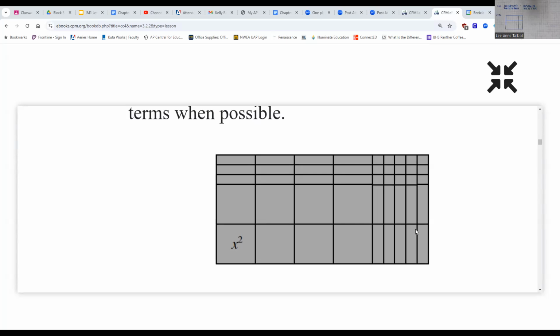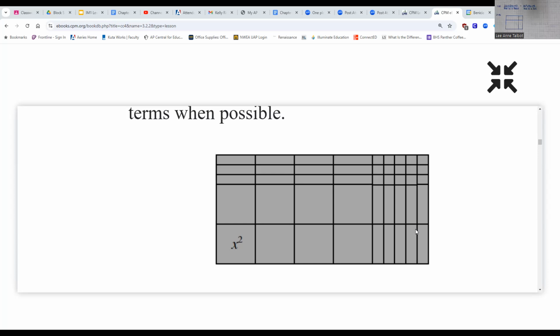Now there's 1, 2, 3, 4, 5, 6, 7, 8, 9, 10, 11, 12, 13, 14, 15, 16, 17, 18, 19, 20, 21, 22 x tiles. So I have 8x squared plus 22x plus, and then 3 times 5 is 15 ones tiles.